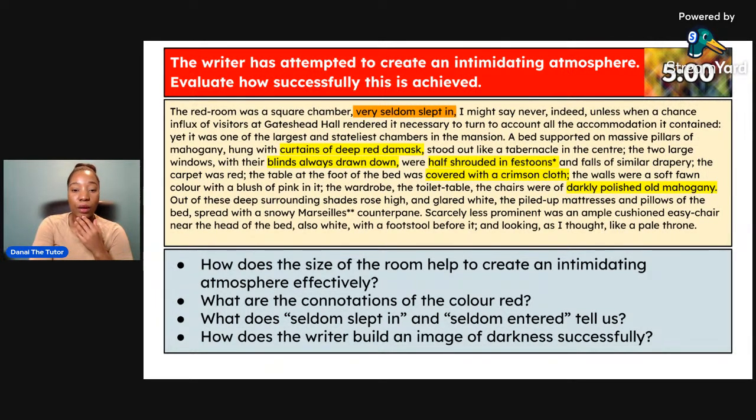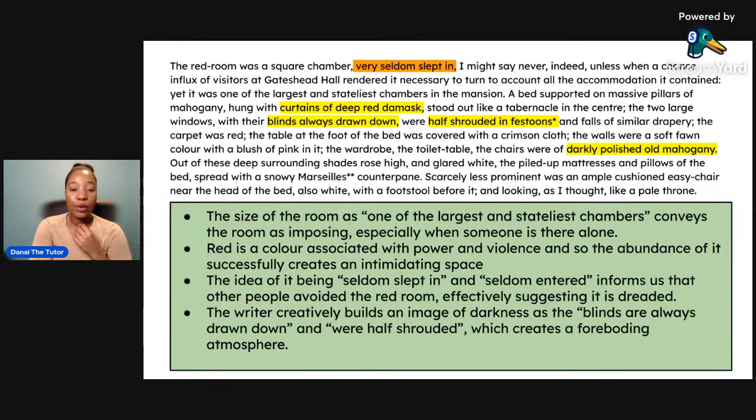Okay, so time is 5 minutes is up. So I'll show you some example points. So the size of the room as one of the largest and stateliest chambers conveys. You didn't know anything for the second one. That's okay. We'll go through them now. If you did anything for the other ones, you can add them as well. But I'm going to go through the answers for those now.